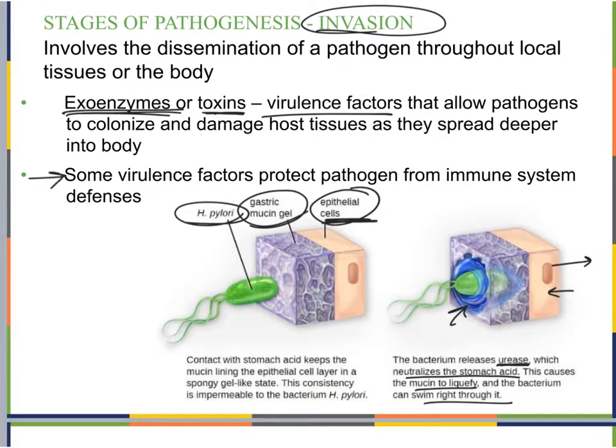And then, as in this example, some virulence factors are going to protect the pathogen from the immune system defenses as well. So we have the exoenzymes or the toxins that are going to allow it to degrade different things, like in this example the mucin gel, but also things like the phospholipases. These are going to be breaking down phospholipids, which are of course a major part of our plasma membranes. So if a bacterium, for example, is making phospholipase as an exoenzyme, it can start breaking down those phospholipids on the surface of the cell, on the plasma membrane, and it can burrow its way through our cells to get into the body and then invade the body.